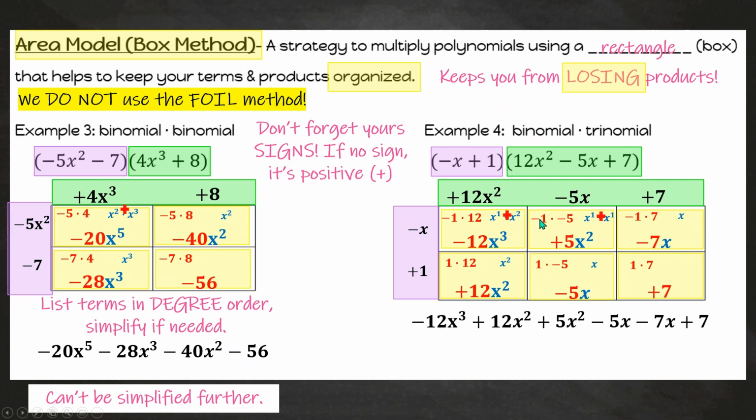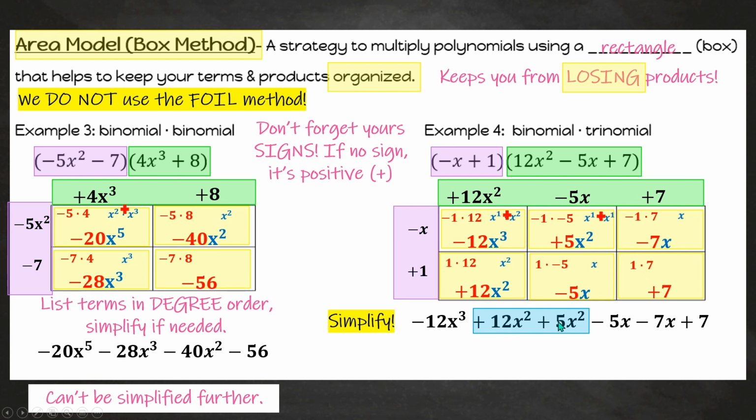Now, when I take all of those terms out, so the -12x to the power of 3, positive 12x to the power of 2, positive 5x squared, -5x, -7x, and plus 7, I should not end up with all of these terms in my final answer. I must simplify this polynomial. So I'm going to combine my like terms.